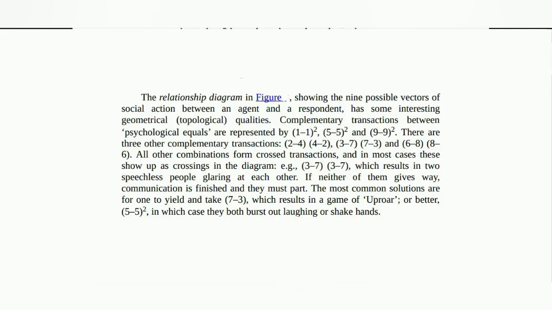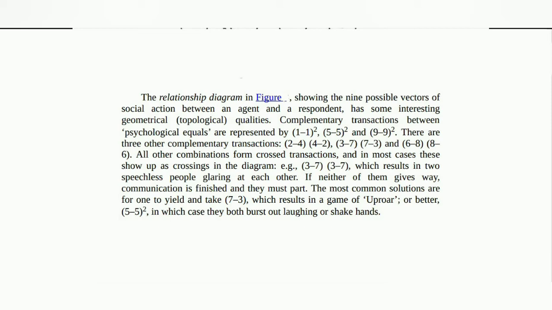The relationship diagram in the figure, showing the 9 possible vectors of social action between an agent and a respondent, has some interesting geometrical, topological qualities. Complementary transactions between psychological equals are represented by 1 to 1, 5 to 5, and 9 to 9. There are 3 other complementary transactions: 2 to 4, 4 to 2, 3 to 7, 7 to 3, and 6 to 8, 8 to 6. All other combinations form cross-transactions, and in most cases these show up as crossings in the diagram.